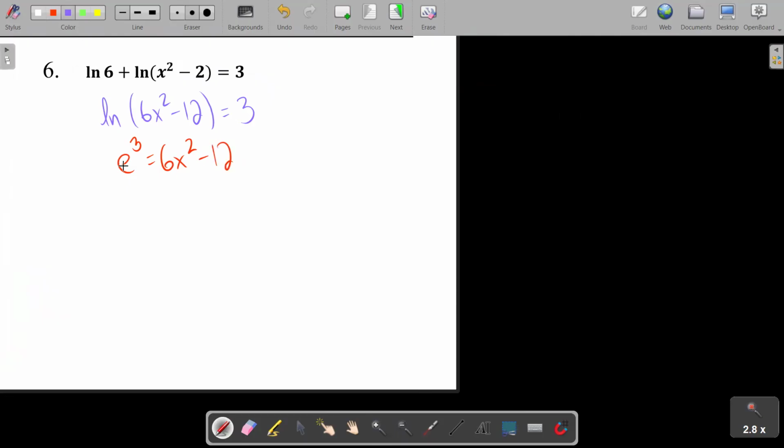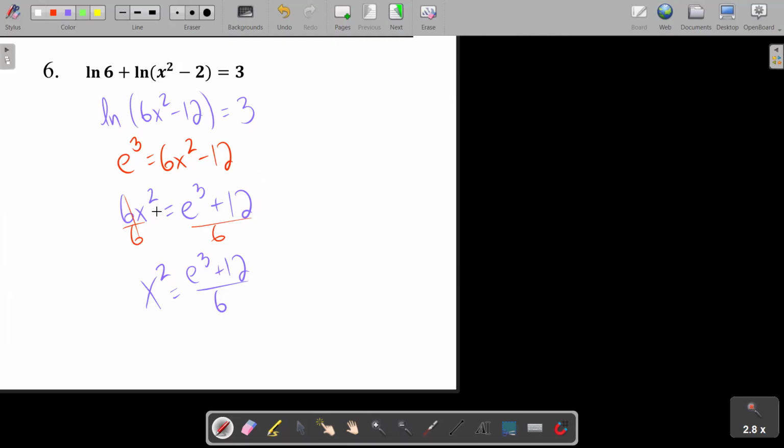And then again, it's just algebraic basics from this point. I'm going to leave the 6x squared on his own side, and I'm going to add the 12 across to be with the e cubed. So we have e cubed plus 12. And then I'm going to divide both sides by 6. And when I divide both sides by 6 here and here, I get now almost to the end where I say x squared equals e cubed plus 12 over 6.